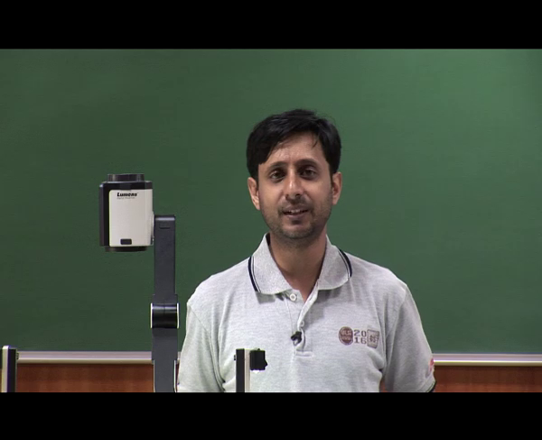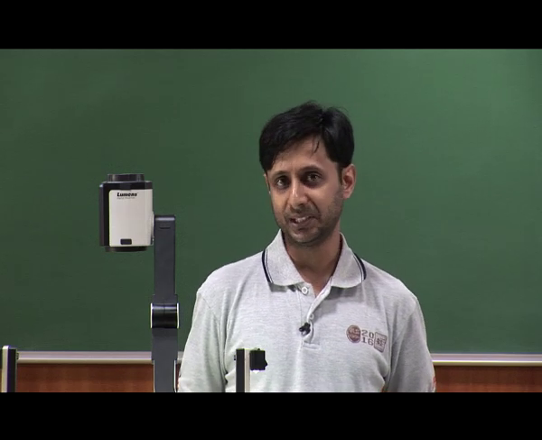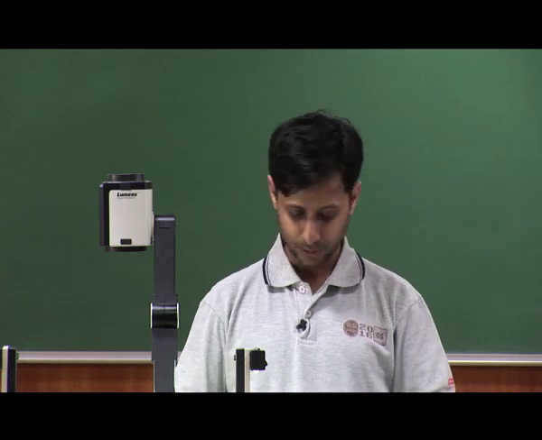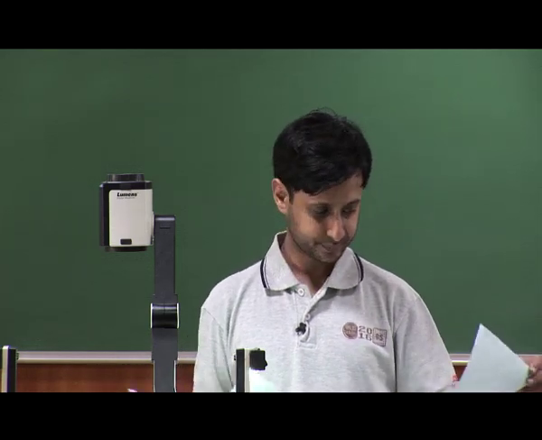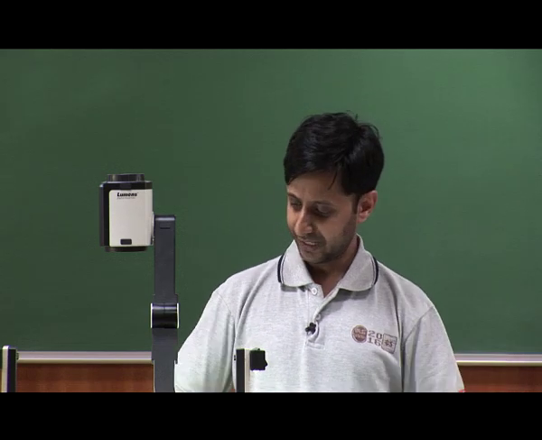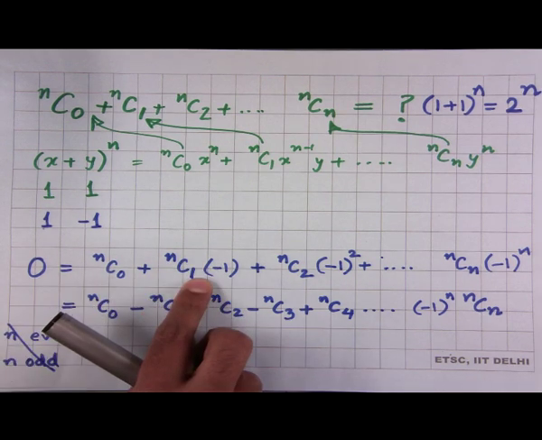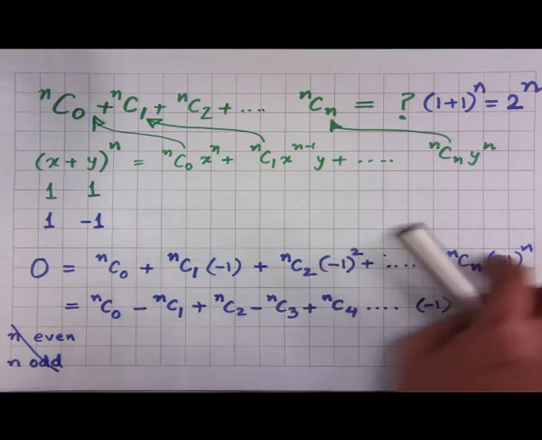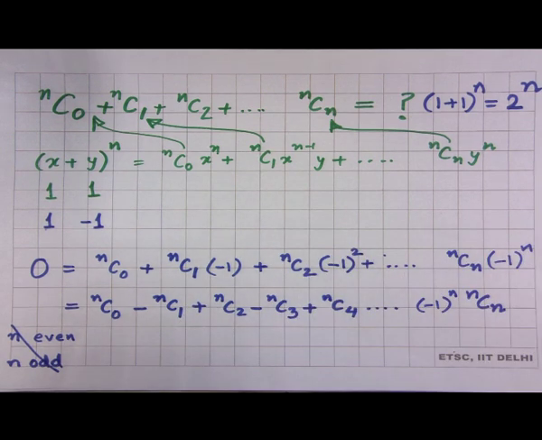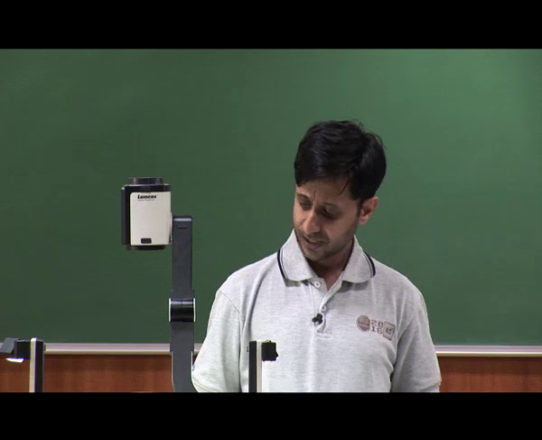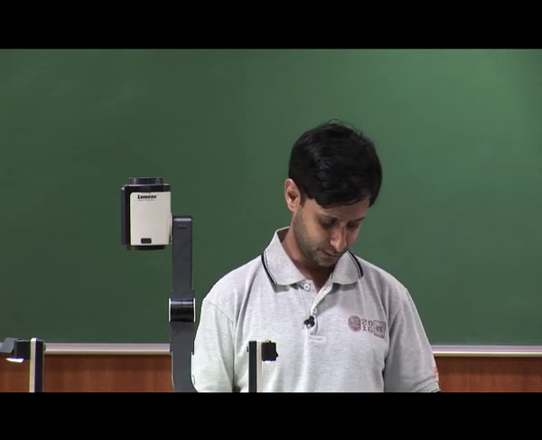What if you plug in x equal to 1 and y equal to minus 1? Your net result is 0 and you get n c 0 minus n c 1 plus n c 2 and so on. This is also a result, and then you put some of them on the left hand side, some others on the right hand side. So the sum of the even terms is equal to the sum of the odd terms, n c 1, n c 3, n c 5 and so on. So this was another result that we saw.